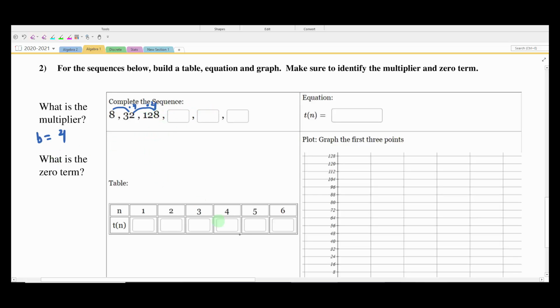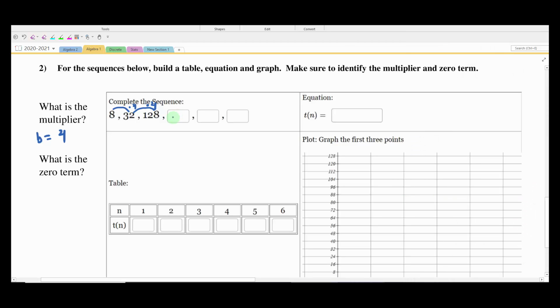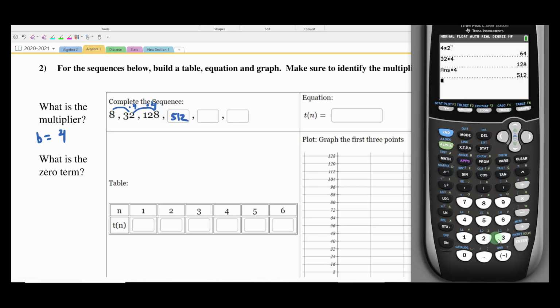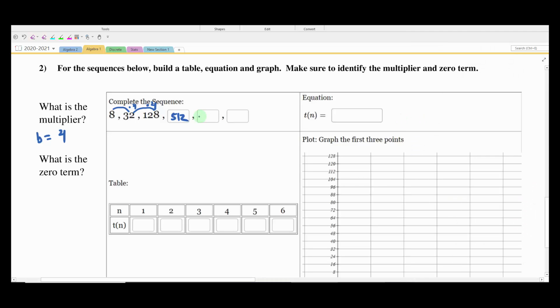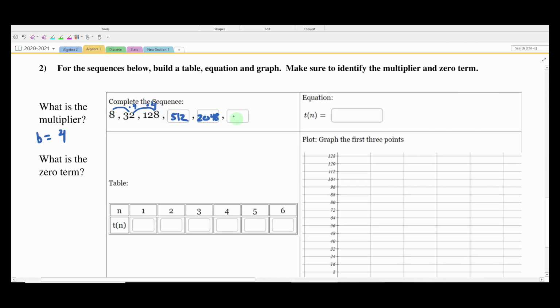And then we can keep going with the rest of our sequence. And I'm going to use my calculator to do that, right? So 128, I would take that and multiply it by 4. So we get 512. And then we'll do it again. All right, so we multiply by 4 again, we get 2,048. Getting some big numbers here, and then we got to do it one more time because they want us to find one more term, so I'm just going to hit enter one more time. We get 8,192. Okay. So there's the rest of our sequence.